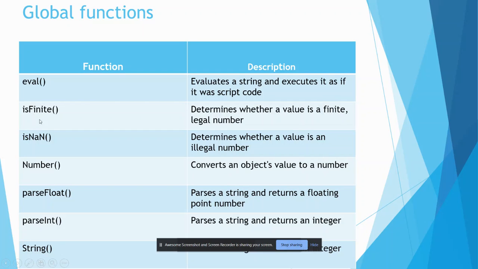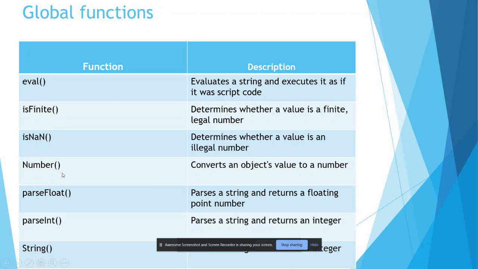The next function is the isFinite function. It determines whether a value is a finite legal number. If we give anything inside this function, it checks whether the given thing is a legal number or not. The next is the isNaN function. Here it is similar to the isFinite function, but it checks whether the value is an illegal number or not. If it is an illegal number, it gives true. If not, it gives false.